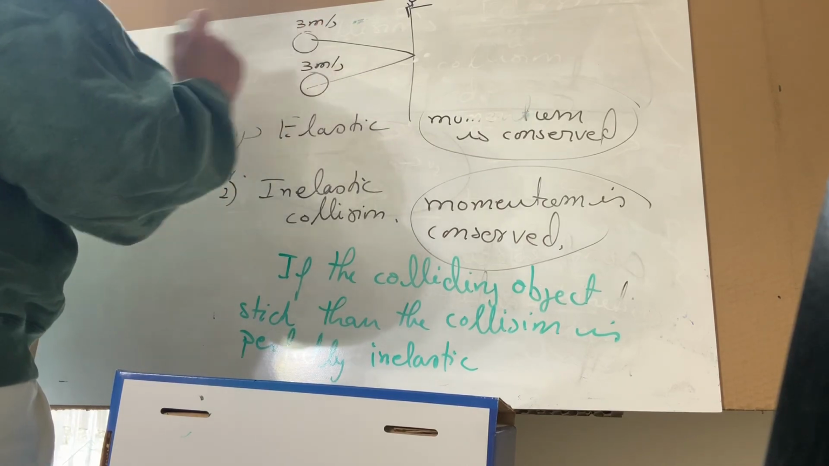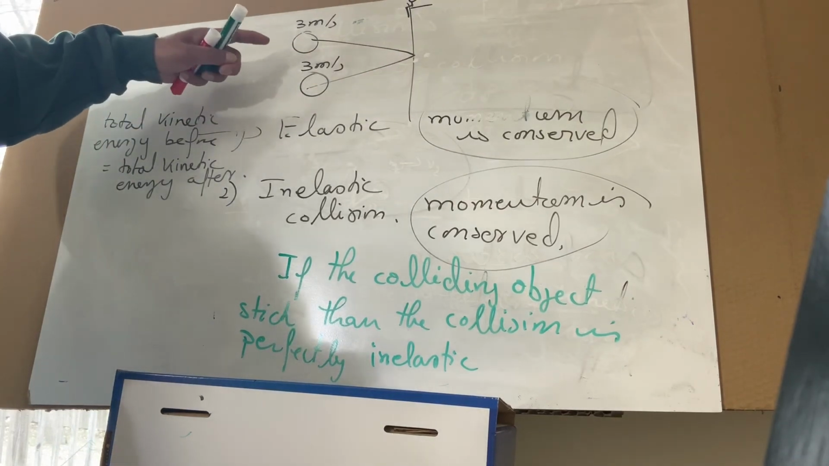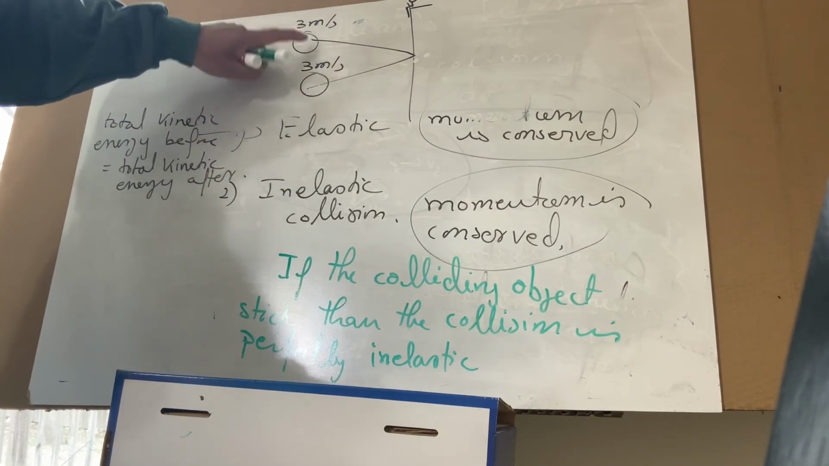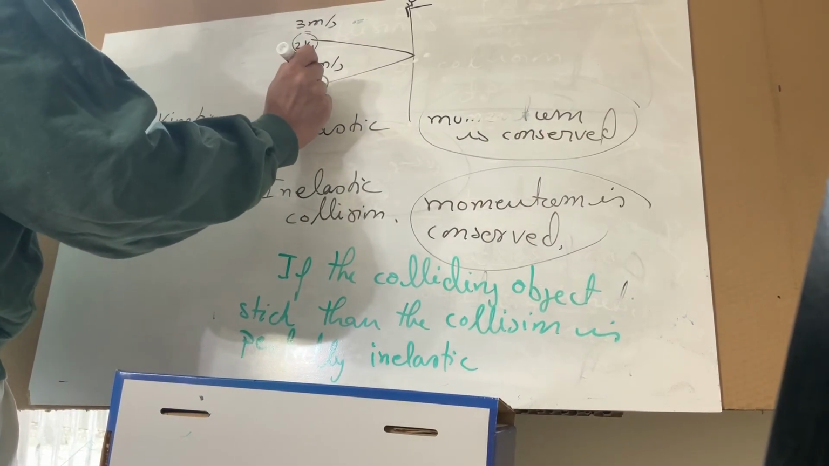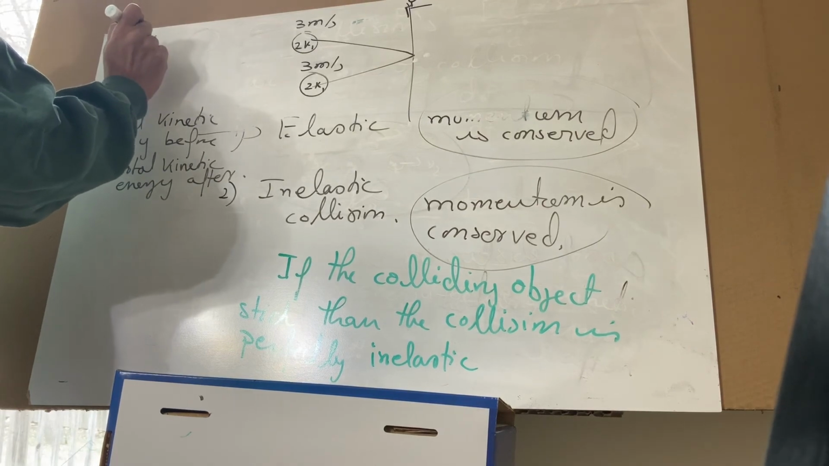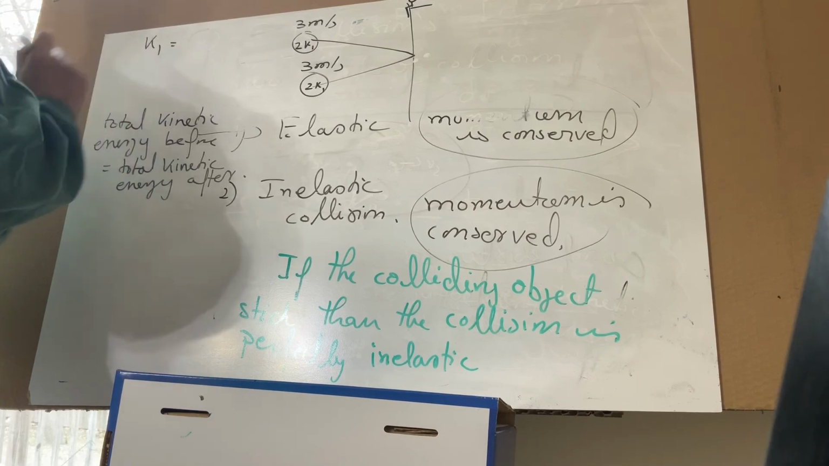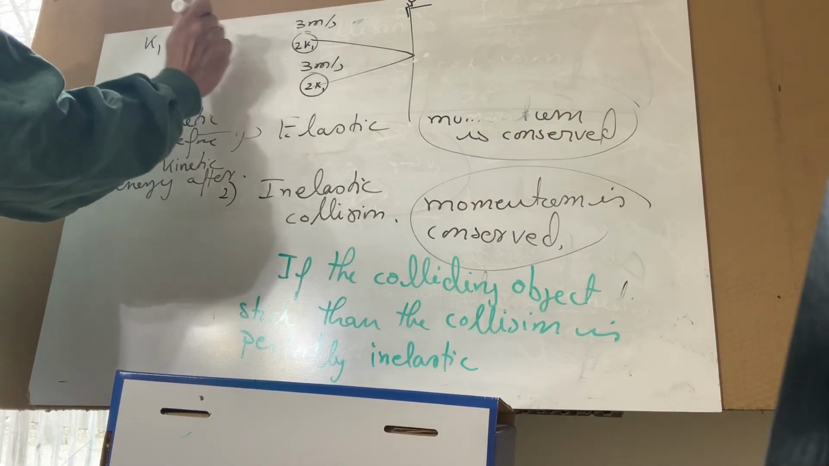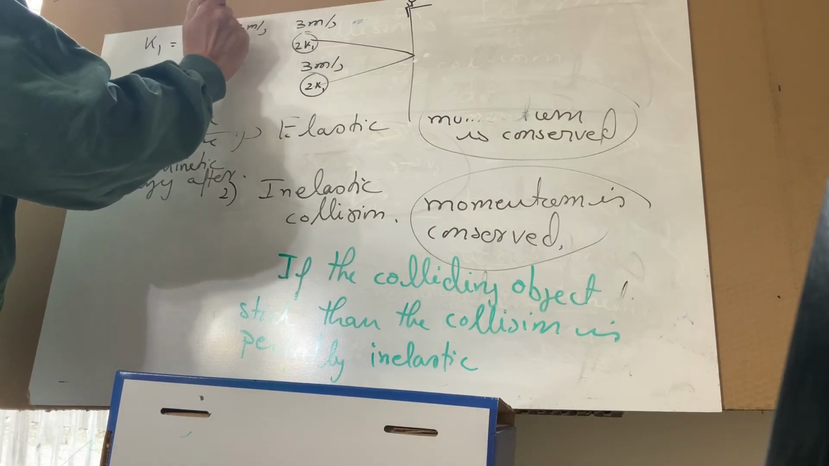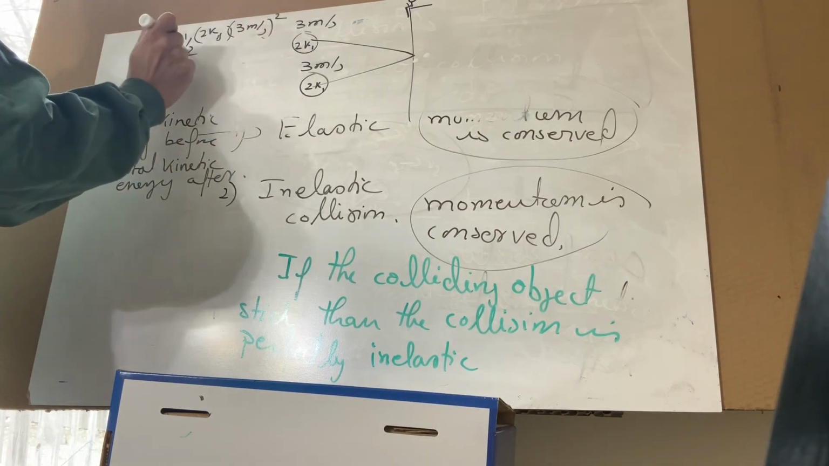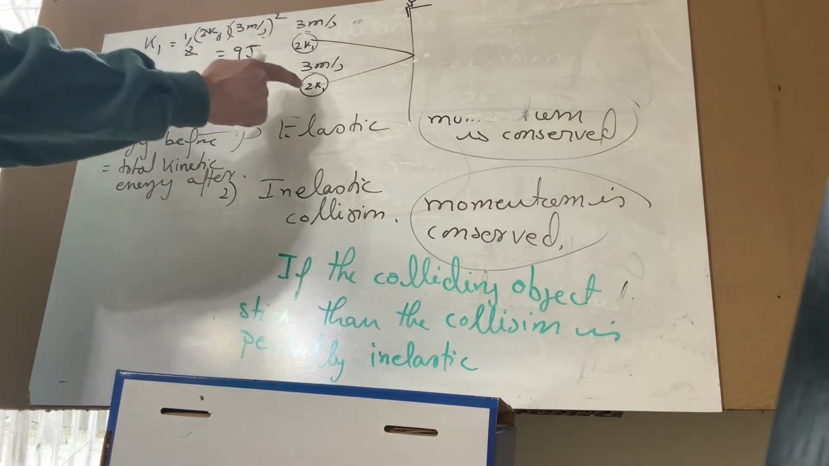Okay, now this collision is elastic, because the kinetic energy before and after are the same, right? If this mass is 2 kilograms, what's the kinetic energy before? It's 1/2 m, which is 2 kilograms, times 3 meters per second squared. You square that, right? So 2 and 2 cancel, so what do you get? 9 joules, right?